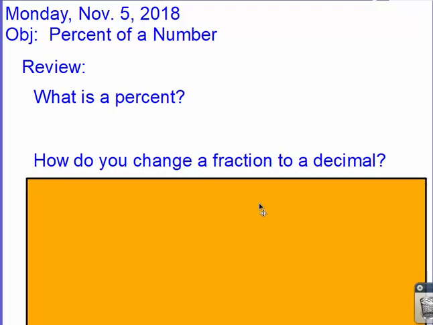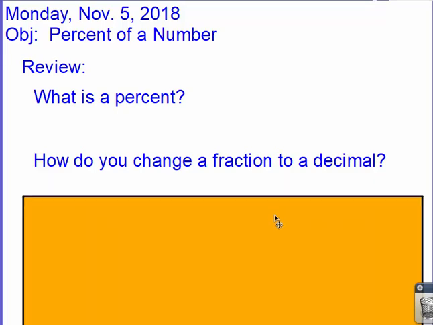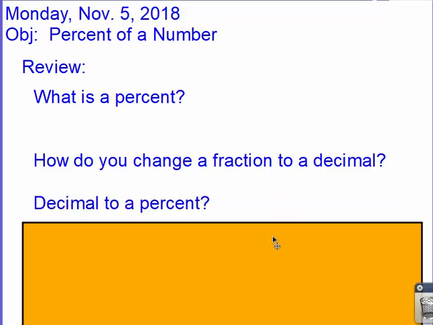All right. So how do I change a fraction to a decimal? This is what we talked about last week. Remember, we just divide, top in, bottom out. How do we change a decimal to a percent? Well, if I have a decimal of 0.25, to change that to a percentage, we know we just move the decimal 2 places to the right and add a percent sign.